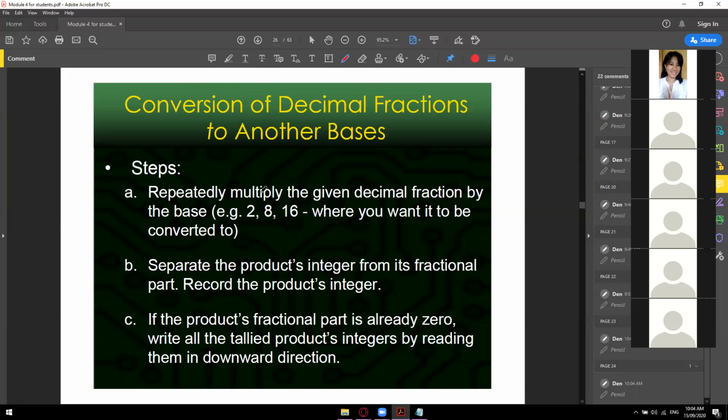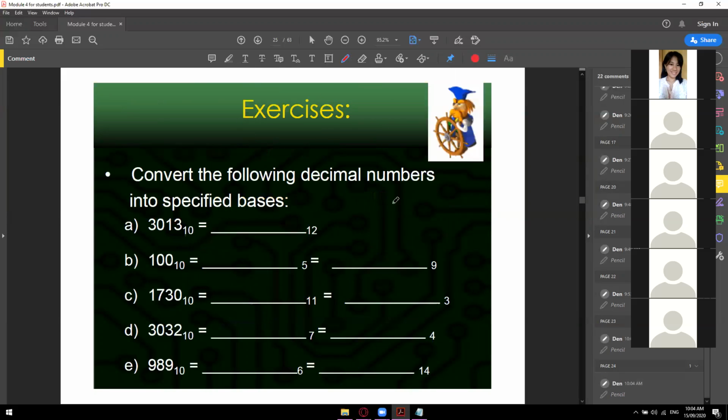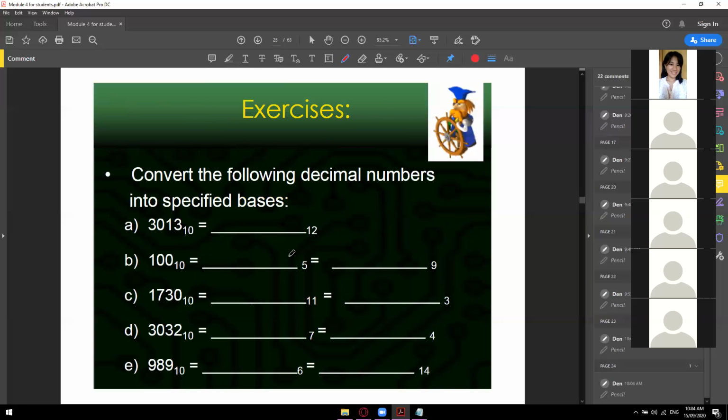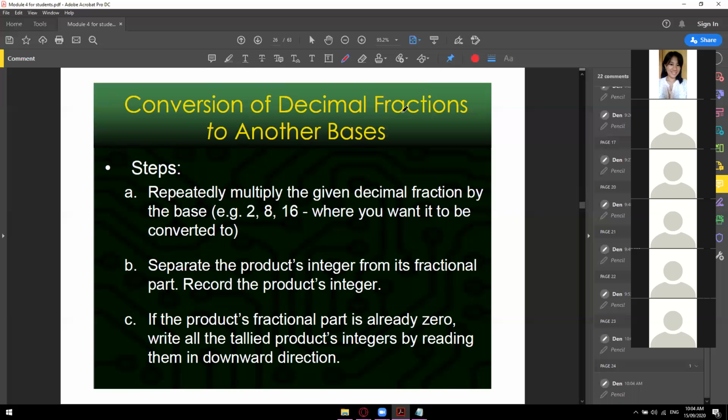Okay. So ngayon naman is converting decimal fraction to another base. So kung kanina, converting decimal as a whole number, ngayon naman, converting a decimal fraction to any other base. Okay? So here are the steps. Letter A is repeatedly multiply the given decimal fraction by the base. For example, we want to convert that to 2, 8, 16, where you want it to be converted to. So kung n base siya, so pwede rin naman 3, 4, 5, 6, 7, 9, 10, 11 hanggang 15.